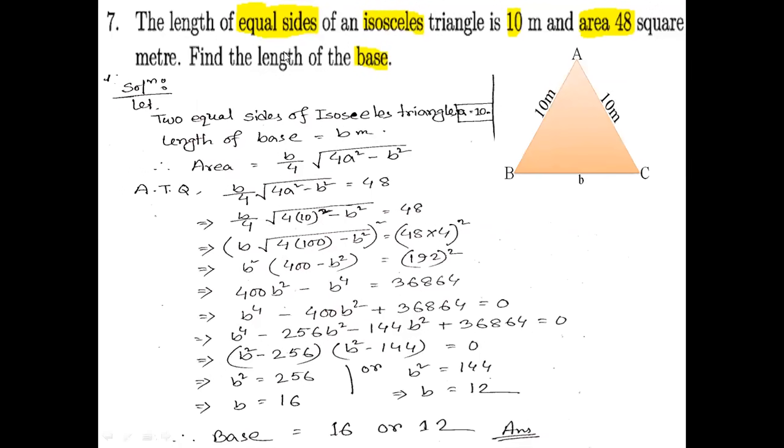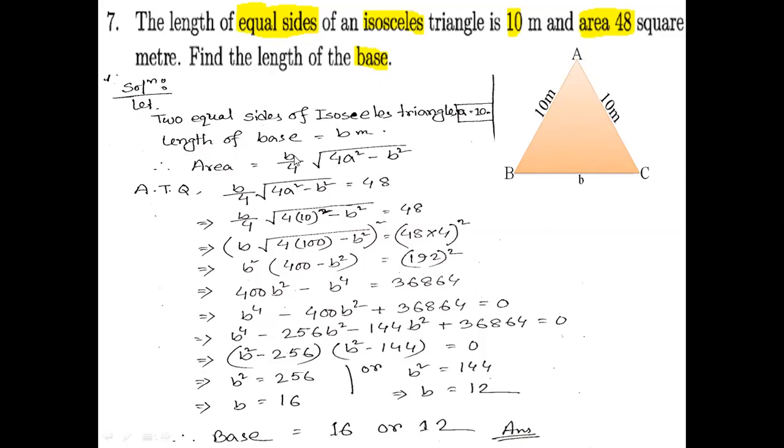Now, the length of the equal sides of an isosceles triangle is 10 meter and the area is 48 square meter. Find the length of the base. So what is given here? Since this is an isosceles triangle, the equal sides are given, that is 10. Suppose these two are our equal sides, that is 10, 10, and area 48 is given. We need to find out the unequal side, that is b.